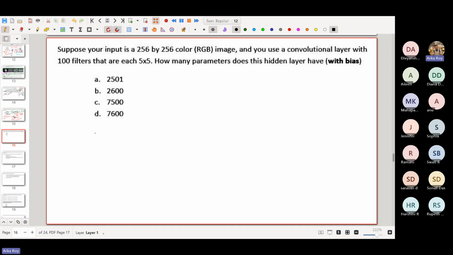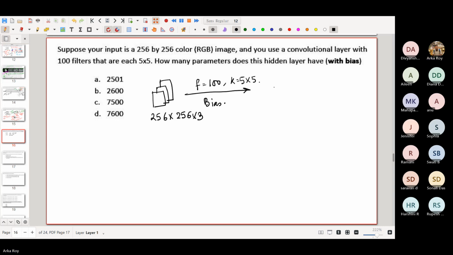Okay, so this question states that suppose you have a 3 channel RGB image, which means you have a 3 channel image. So 256 cross 256 cross 3 over here, and then what you have is 100 filters, kernel size is 5 cross 5, and you have to consider bias over there, and you need to find the total number of parameters.